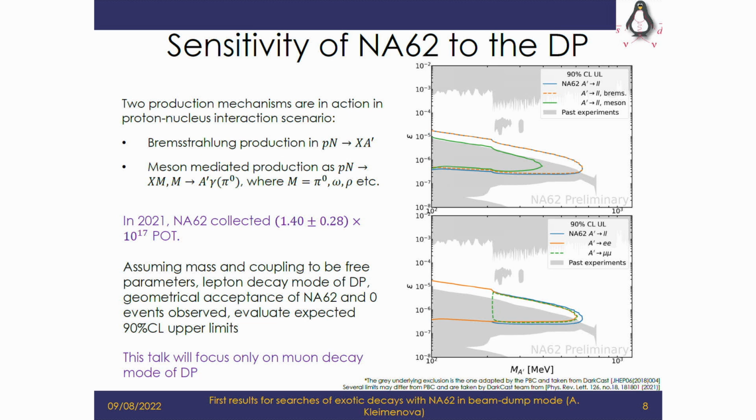Now we can assume this number of protons, only leptonic decay modes of the dark photon, only the geometrical acceptance of NA62, and no background present. We can put upper limits, and I show you on the right-hand side two plots: the top plot is separated by production mechanism, and the bottom plot by decay mode. From the top plot, we can see that the dominant production mechanism is what we call direct, the Bremsstrahlung production.